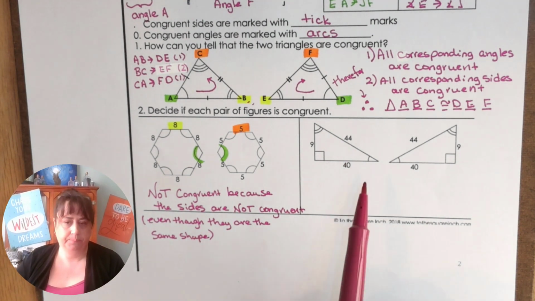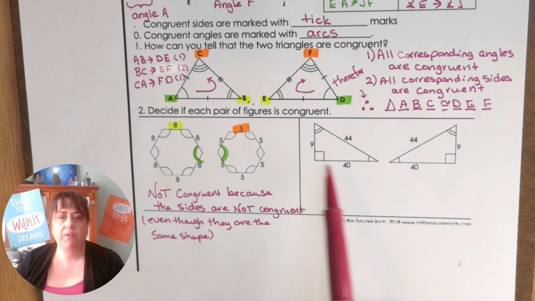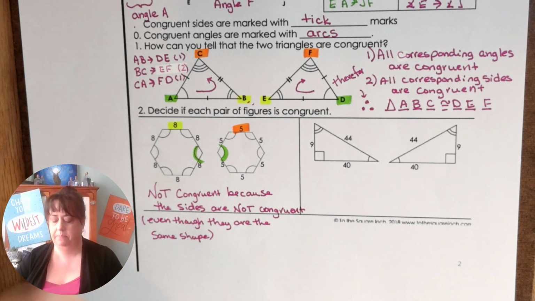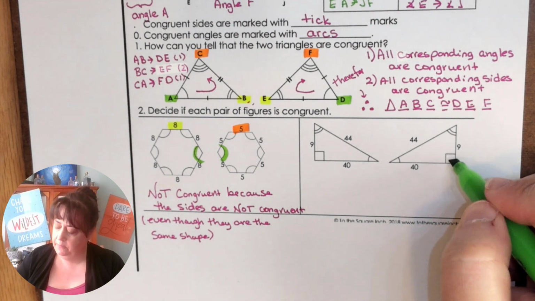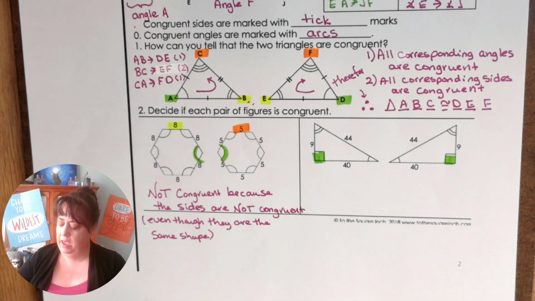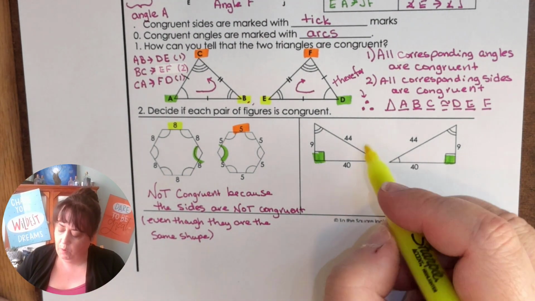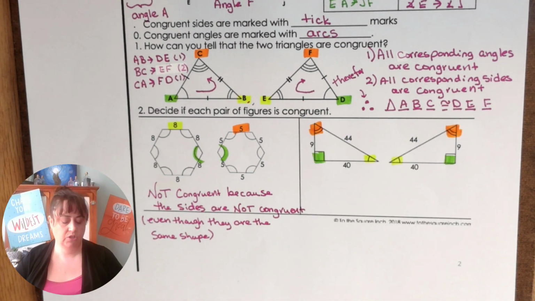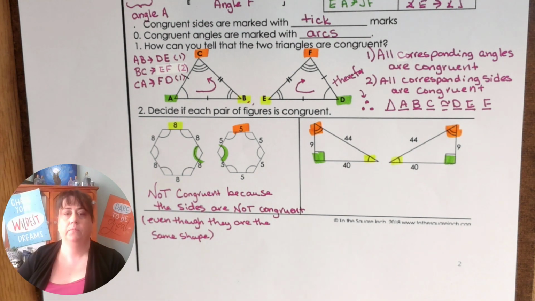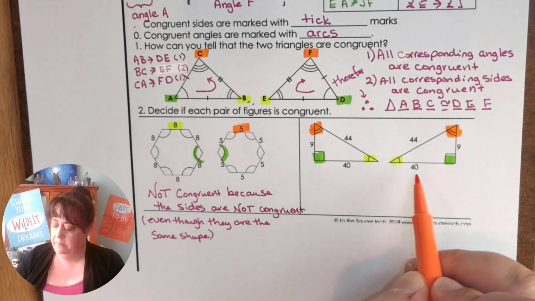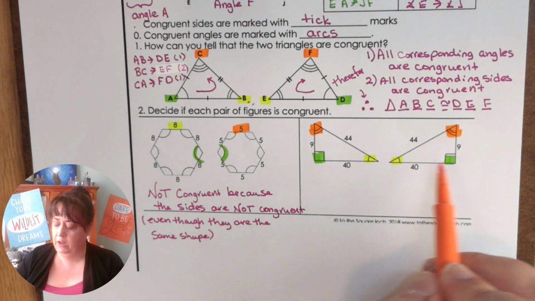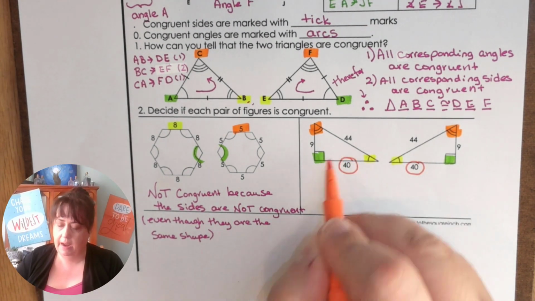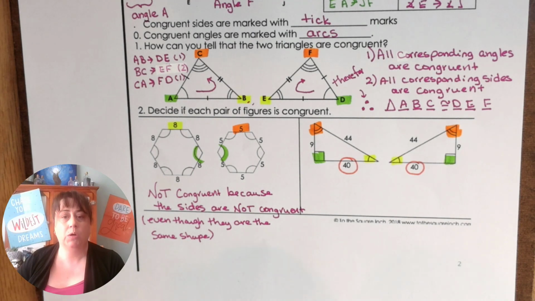Let's look at this one. If I look at it, I can see that I have some congruencies happening. I have my right angle. I have this little 1 swoop, and I have this 2 swoop. So now it's a question of the sides. Does the 40 go between the yellow and the green on this side? Yes. And the yellow and green on this side? Yes. So that means they're corresponding.